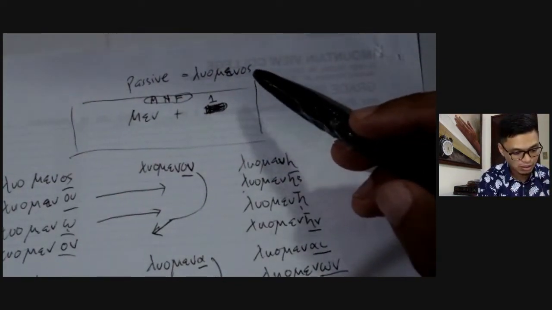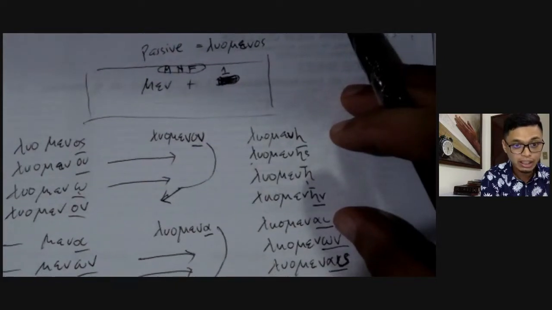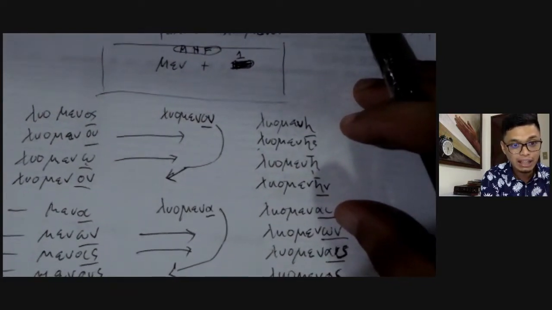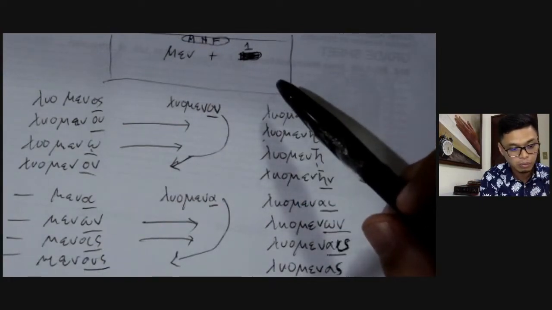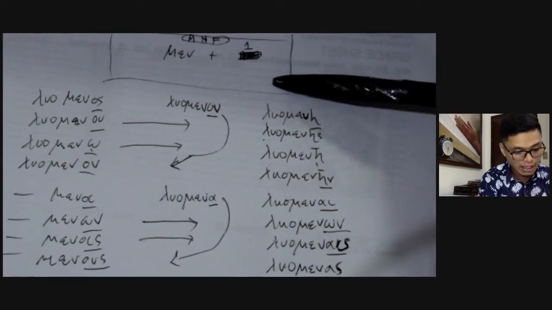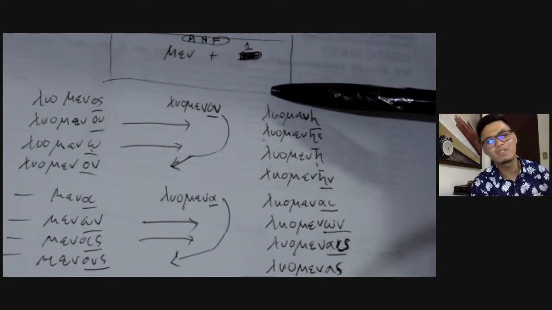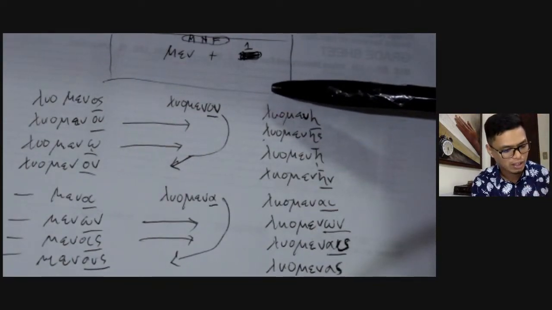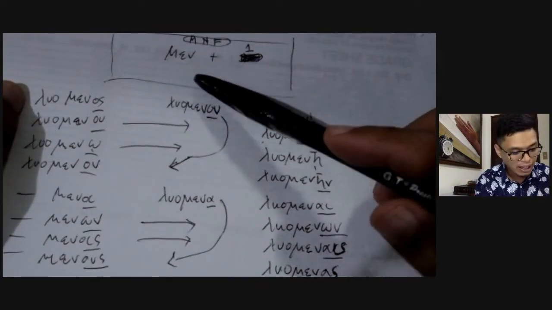Very simple. Even easier than the active participles. All you need to do is memorize men plus minimum 1. What does that mean? It means men plus minimum 1. Of course, you already memorized minimum 1, right? Os, u, on, oi, on, ois, os. They're all here. You just add men and then those endings.